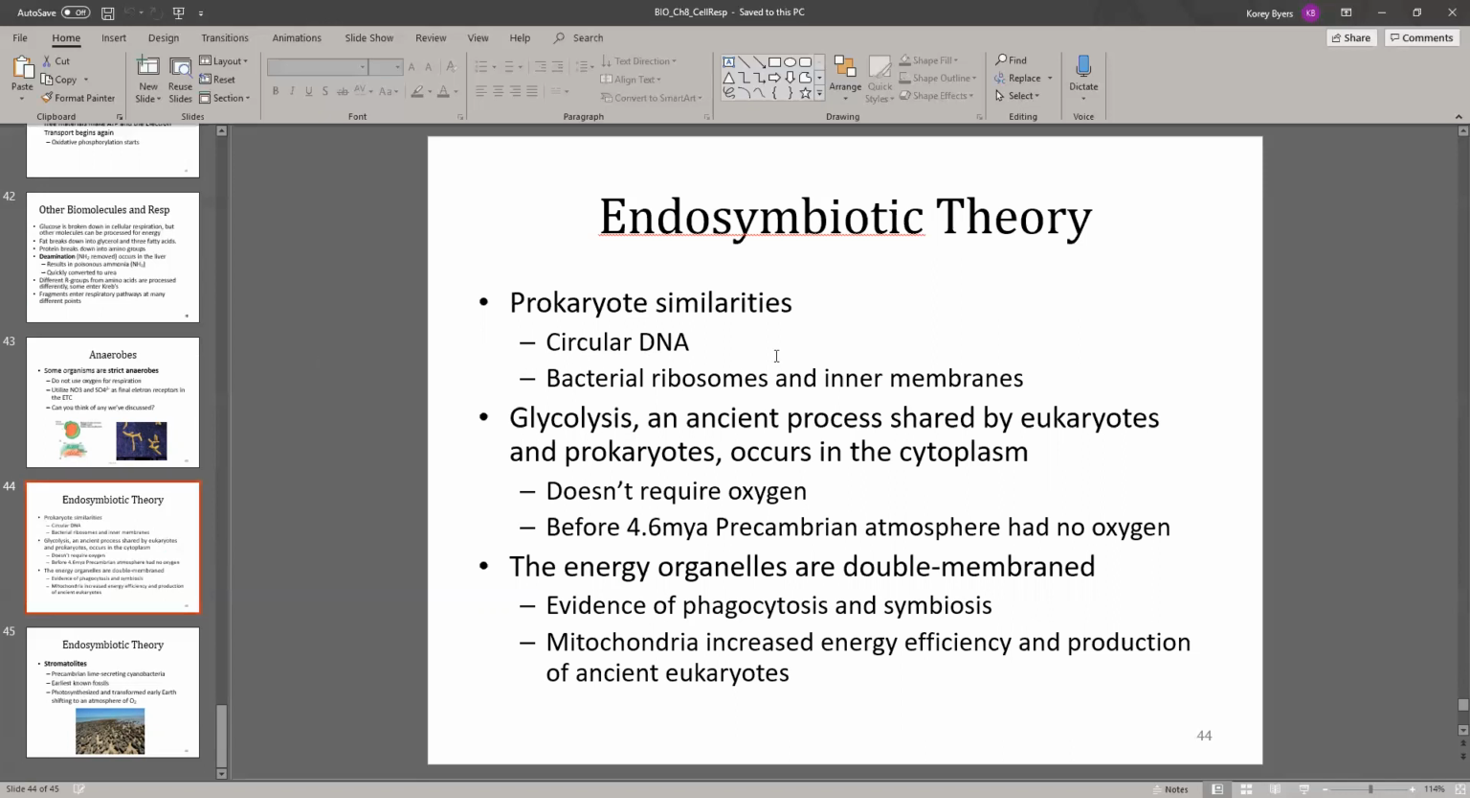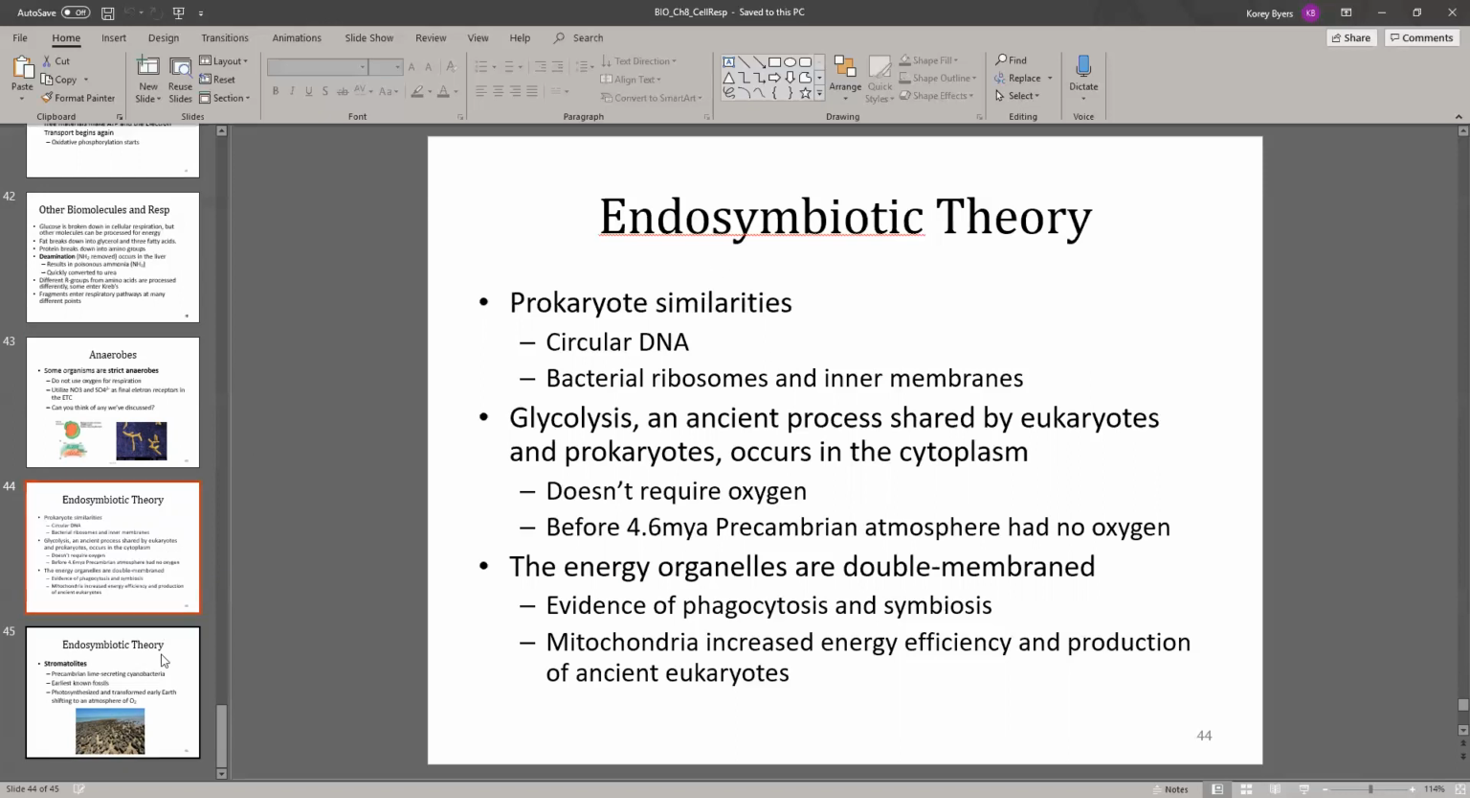But they still have that remnant of their ancestry. They reproduce on their own, which is wild. We don't make them. We get them from our mothers. We might get a few from our father, but for the most part, we get our mitochondria from our mother's cells. And then mitochondria just reproduce. Our cells don't actually make mitochondria. They have circular DNA, bacterial ribosomes. It's wild.